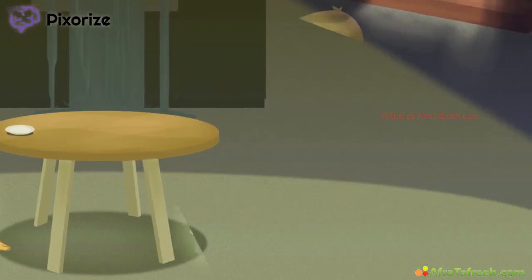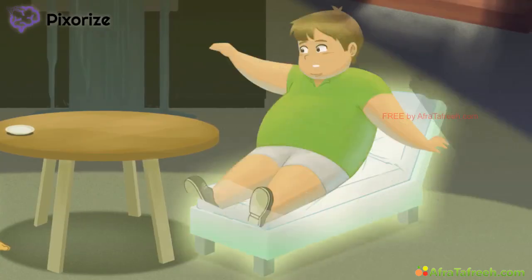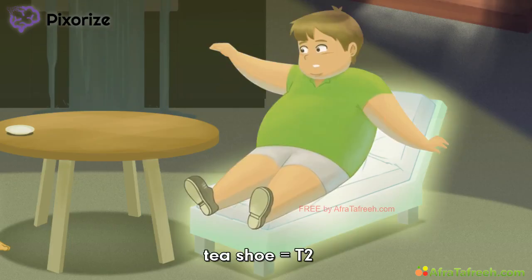And speaking of T2, let's go ahead and introduce our second protagonist. Check it out, T for 2. But wait, why is he wearing shoes indoors? Wait, I've got it. 2 shoe. This must be T2. But you probably already knew that.